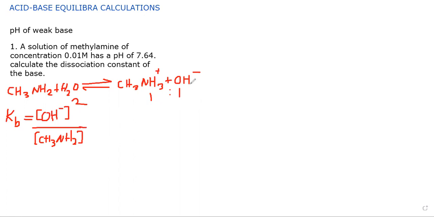Right, so it's products, which we just use OH because these two are equal, as I've explained in the acid video. All right, so we need Kb. We have the solution. We have the concentration of the base. They gave us the pH. So if they gave us the pH, we need... Let me see if it was pH or pOH.